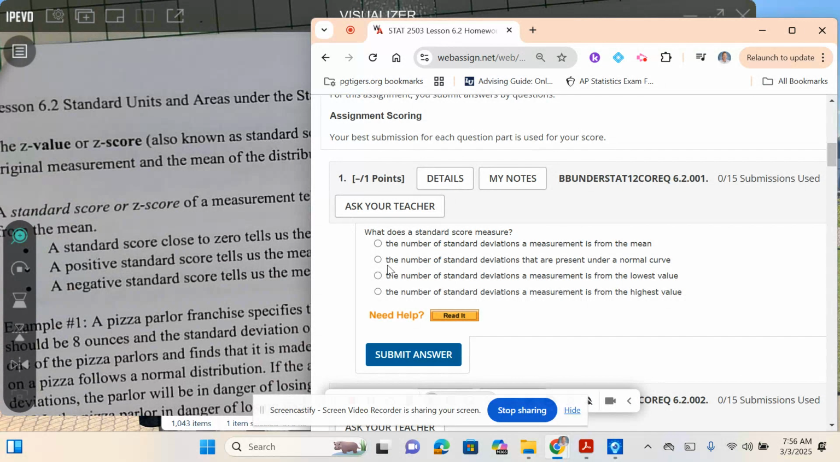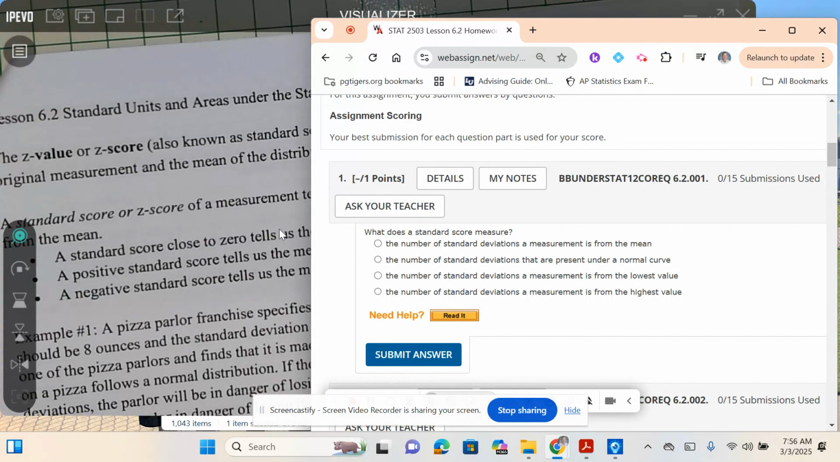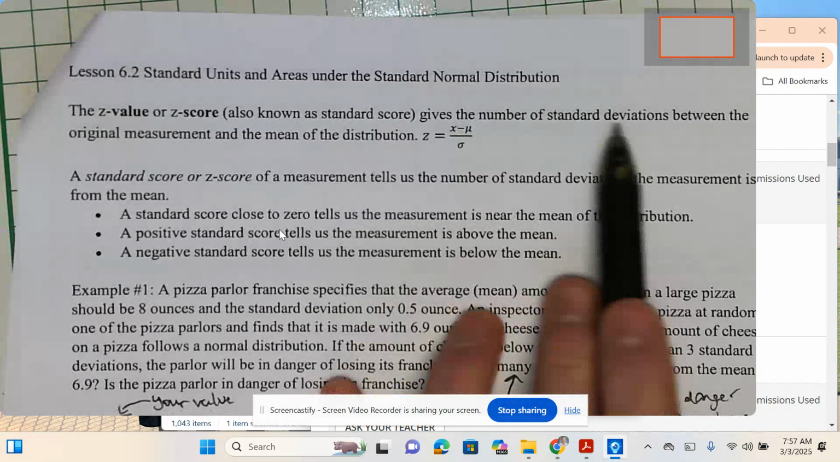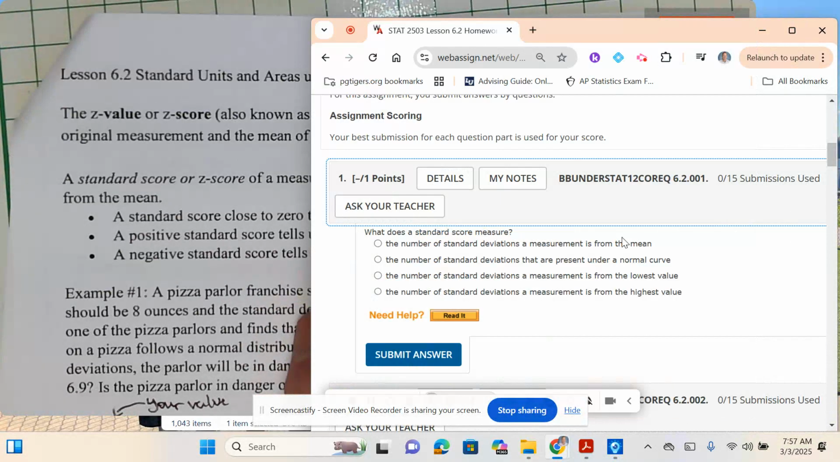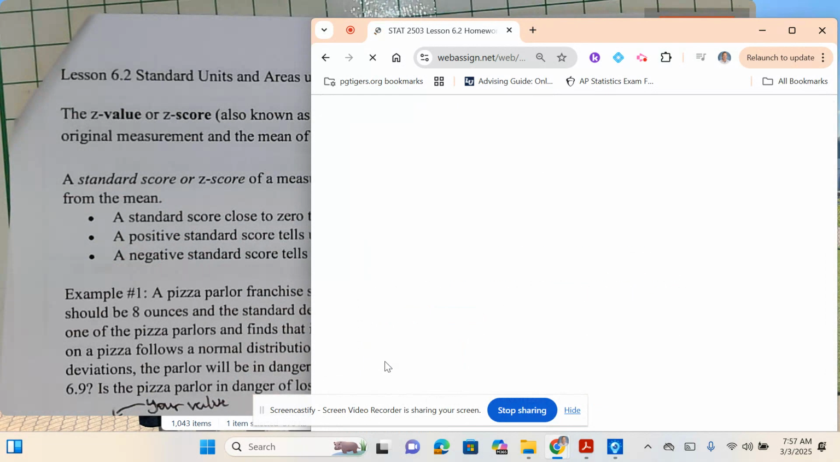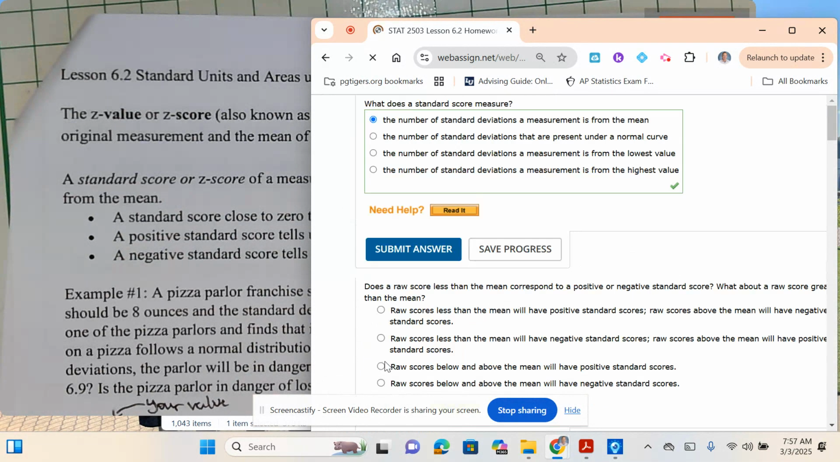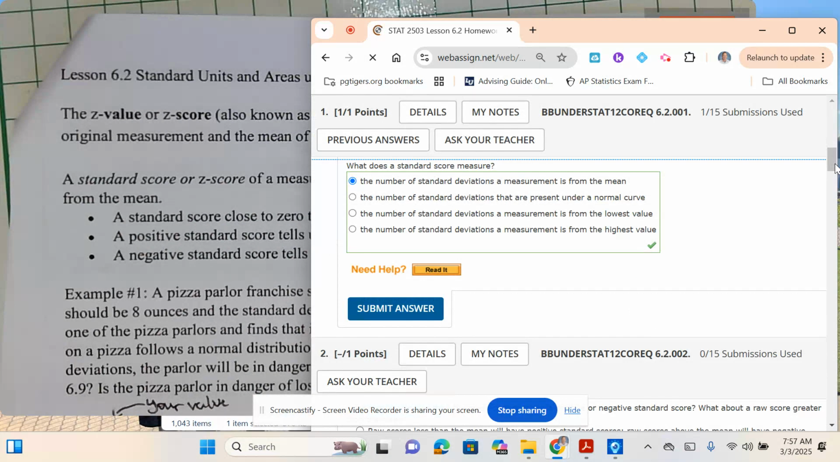What does a standard score measure? A standard score gives the number of standard deviations between the original measurement and the mean of the distribution. So basically it tells us the number of standard deviations a measurement is from the mean. If you have a z-score of 2, that means you're 2 standard deviations above the mean. If you have a z-score of -1, that means you're 1 standard deviation below the mean.